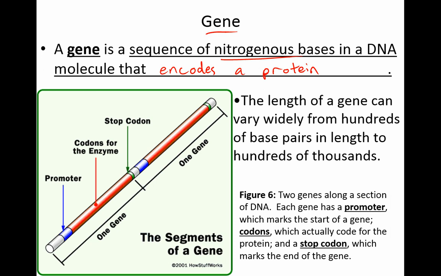The length of a gene can vary widely from hundreds of base pairs in length to hundreds of thousands. It basically depends on how big the protein needs to be. Small proteins require small genes, whereas big proteins require longer genes. The bigger the gene, the bigger the protein.